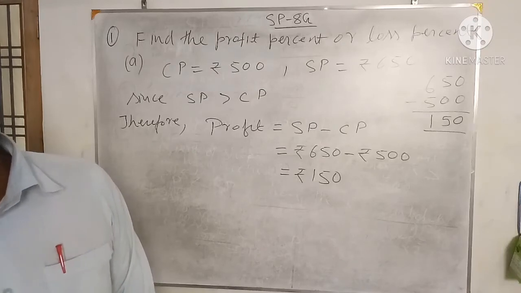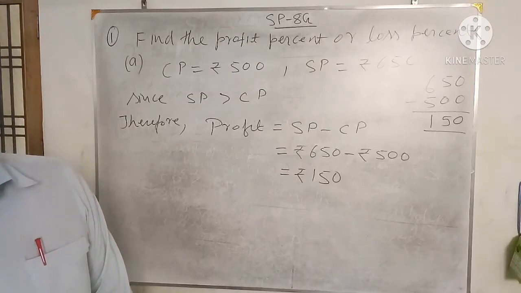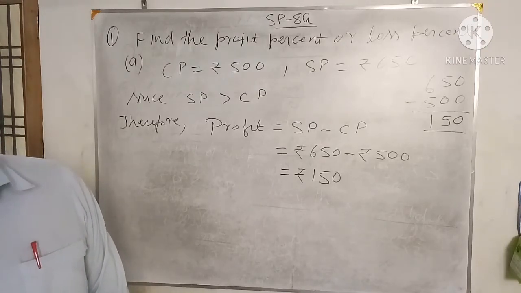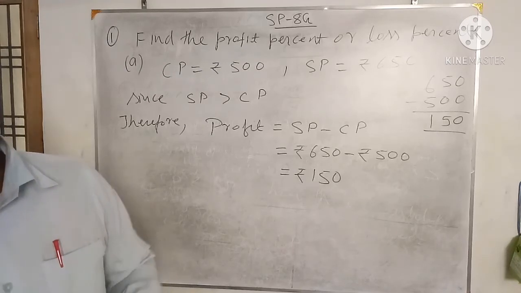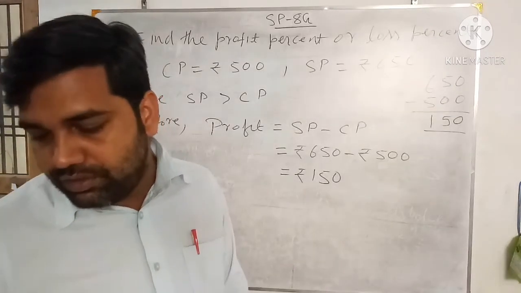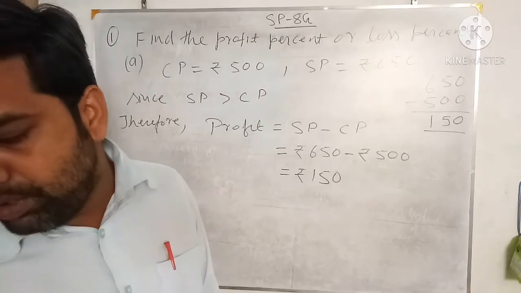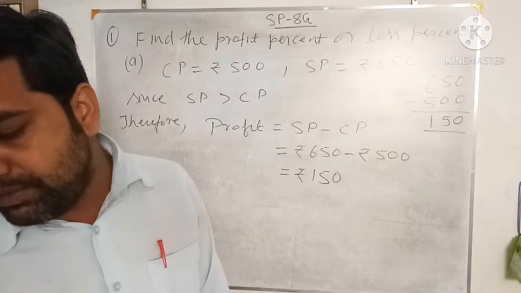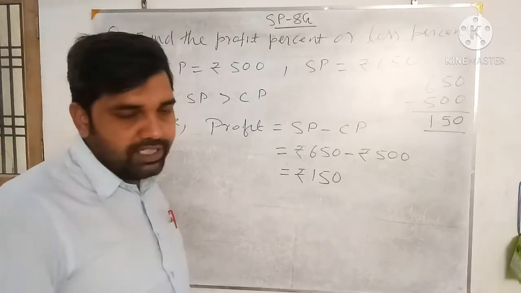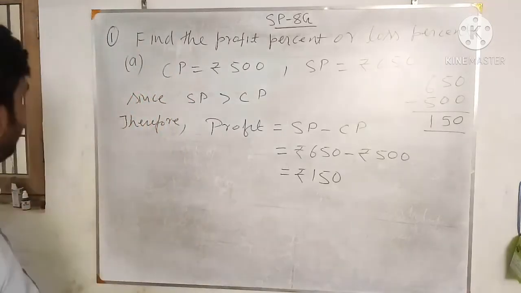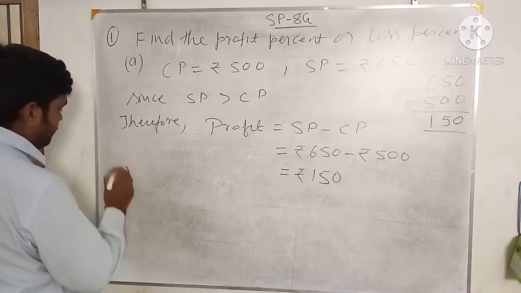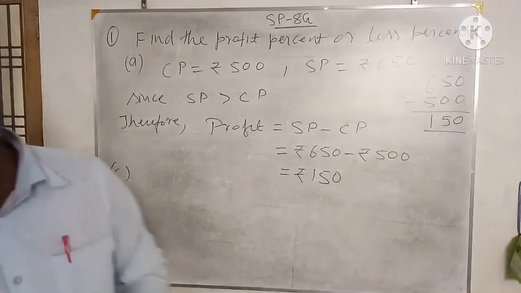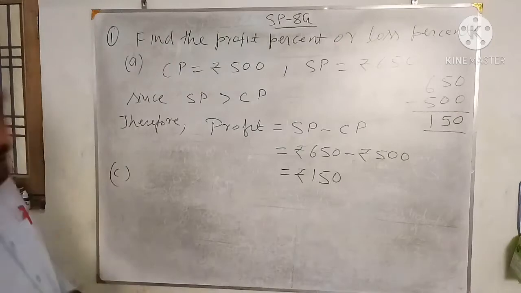In question C, overheads are also given. So in C, overheads are included in the cost price. You add 325 plus overheads, and both together will be the cost price. Here two things are given, so in question C you add the overhead also. The total cost price you find first.